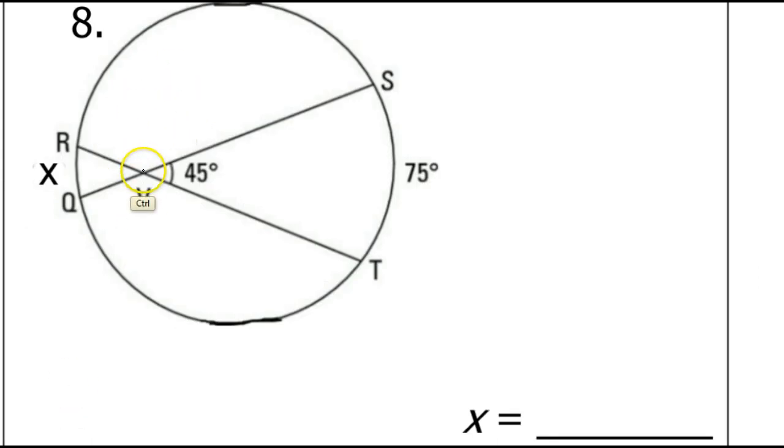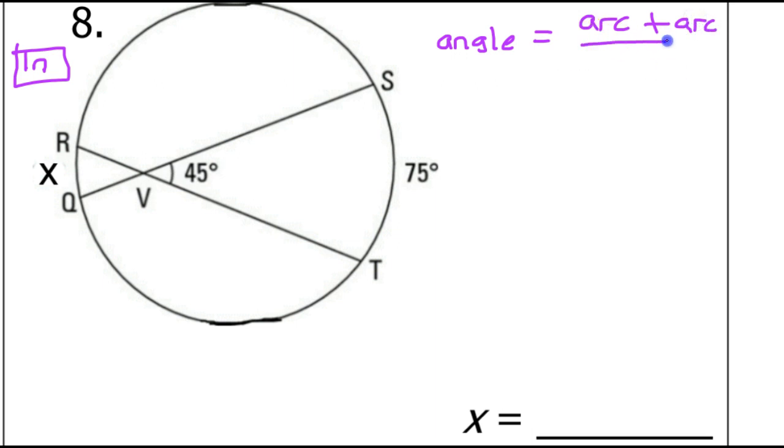Okay, for number 8, this angle is inside the circle. So again, that formula is going to be angle is equal to arc plus arc divided by 2. In this case, they gave me the angle. The angle is 45, so the 45 goes first. Now, the arcs are x and 75. So I'm going to have x plus 75 divided by 2.